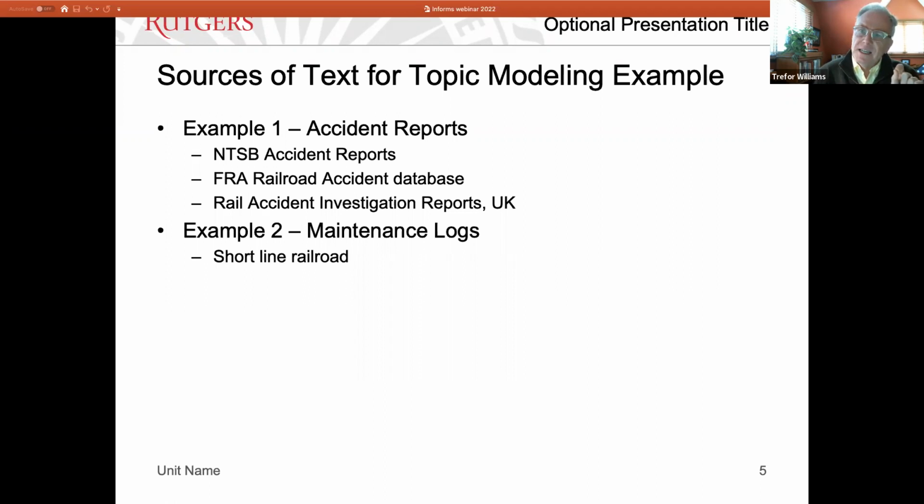And that is a database with all sorts of categorical fields. But what we mined was the text field in their database where you can put in free-form text, which describes the accident. And then finally, we looked at the rail accident investigation reports from the UK.